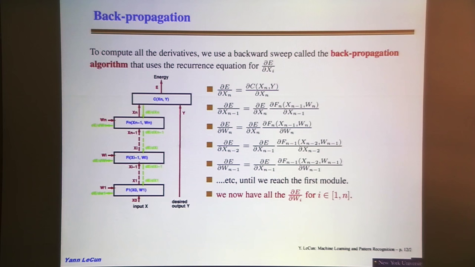So you start by computing the derivative of the criterion or energy or whatever with respect to xn. And presumably you know how to do this because you know how to compute the Jacobian of this function because you wrote that function. So now you have the gradient of this with respect to xn, and you propagate through, propagate through, propagate through, propagate through, and then you can compute the gradients with respect to all the weights.